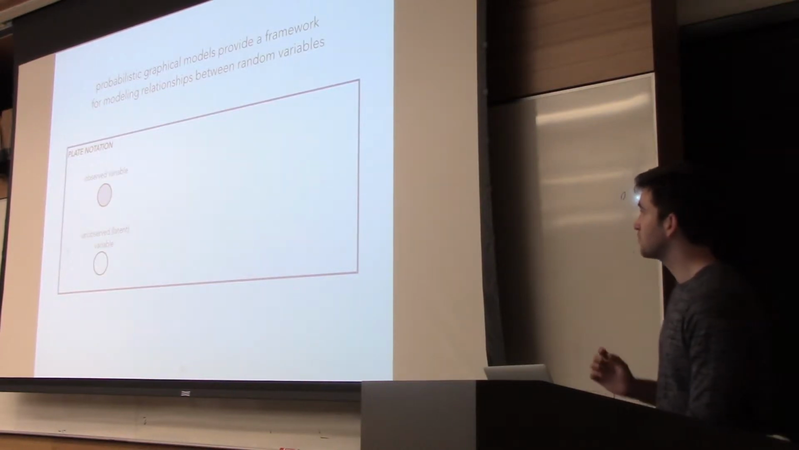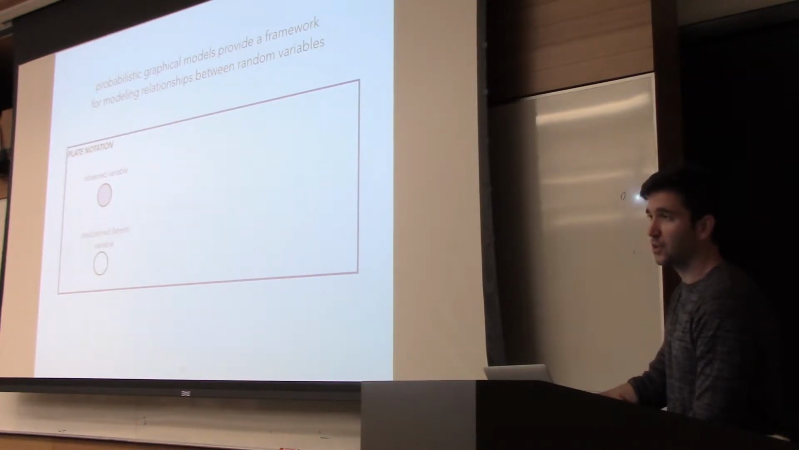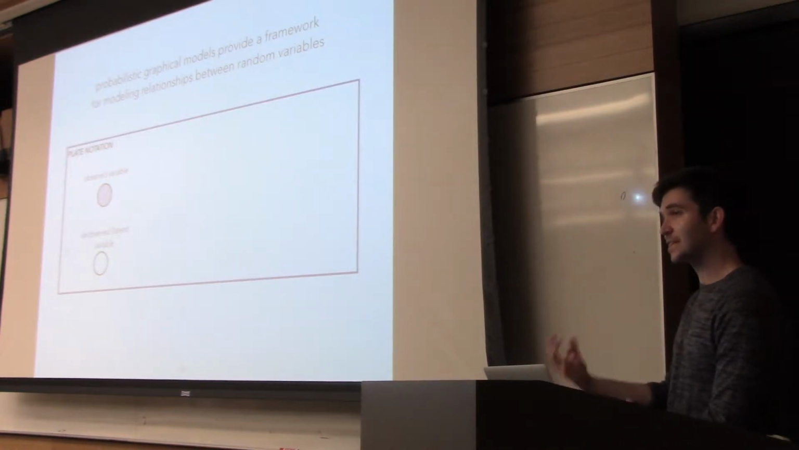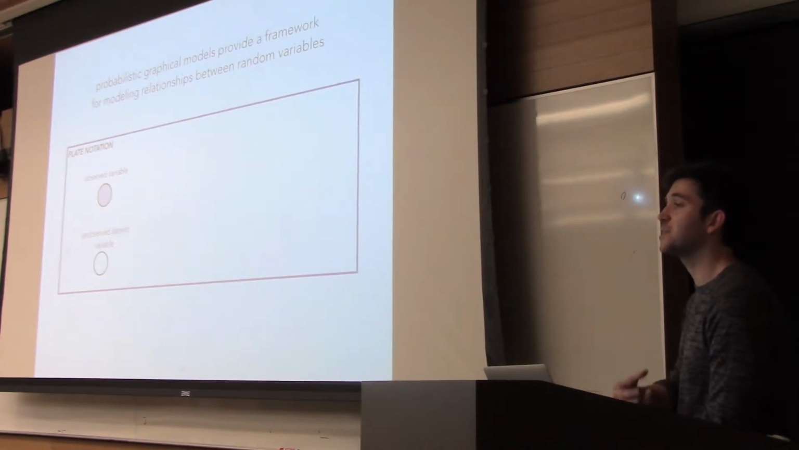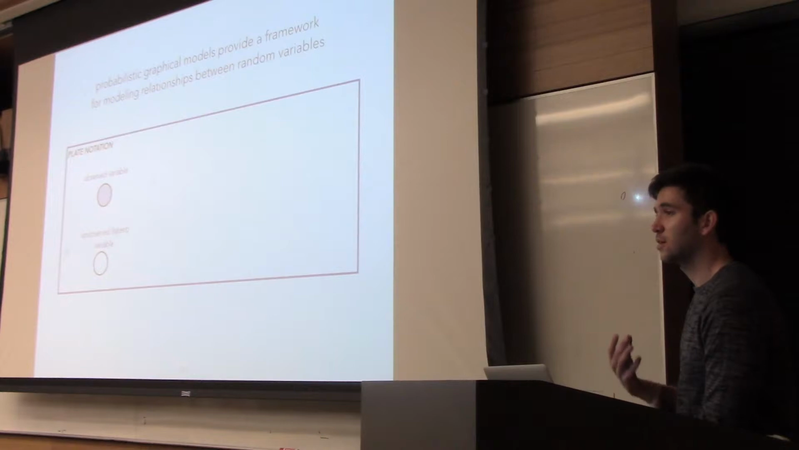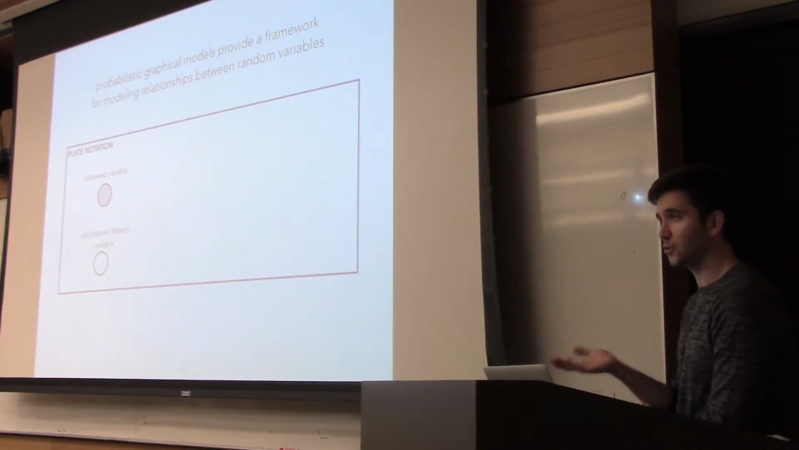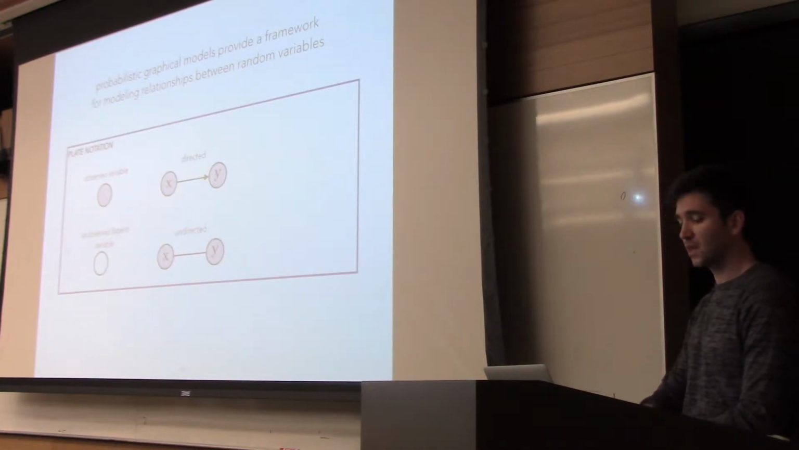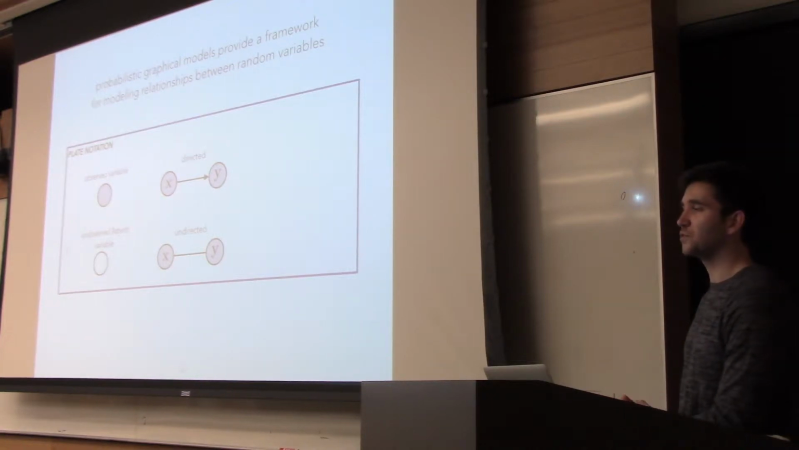So you have these circles here which represent variables in your model. And if the circle is shaded in, that means that the variable is observed. So this is like the data examples that you actually have. And if the circle is not shaded in, that means it's unobserved. It's a latent variable, kind of like the class of object that you're looking at if the observed variables are the pixels. And you have two different types of relationships that you can have between variables.